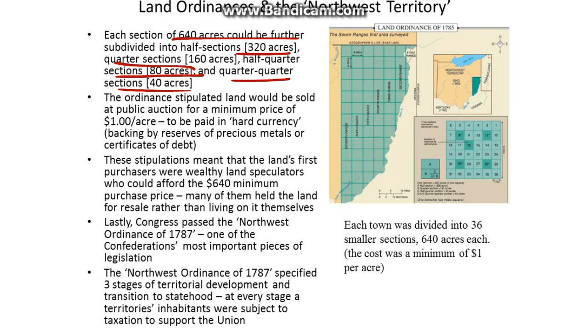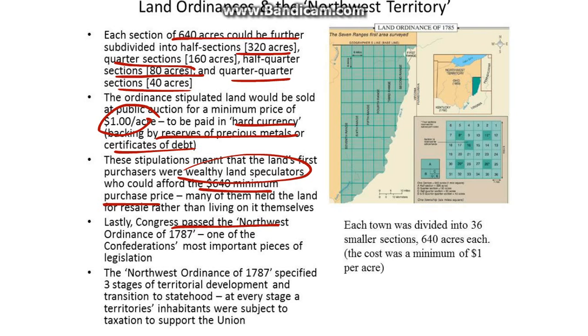The ordinance stipulated land would be sold at public auction for a minimum price of $1 an acre, to be paid in hard currency, which was currency backed by reserves of precious metals or certificates of debt. These stipulations meant that the land's first purchasers were wealthy land speculators who could afford the $640 minimum purchase price. Many of them held the land for resale rather than living on it themselves.